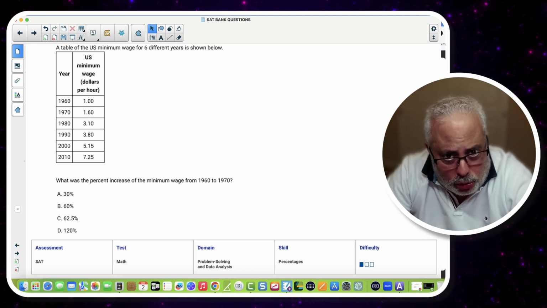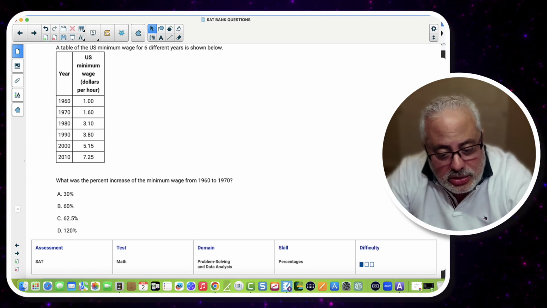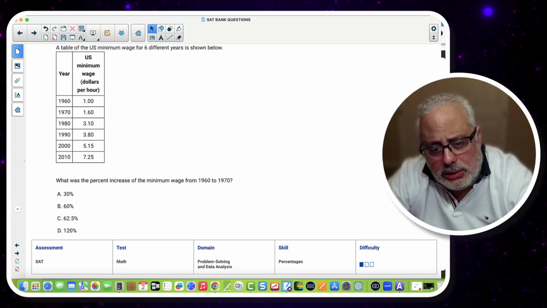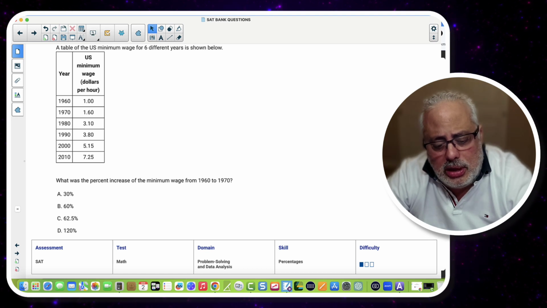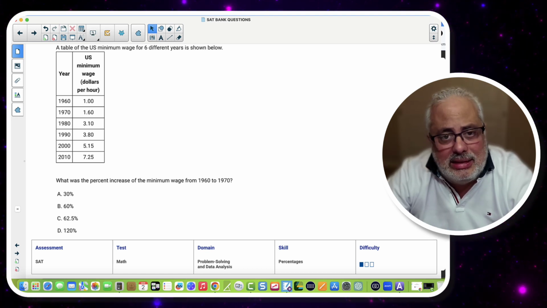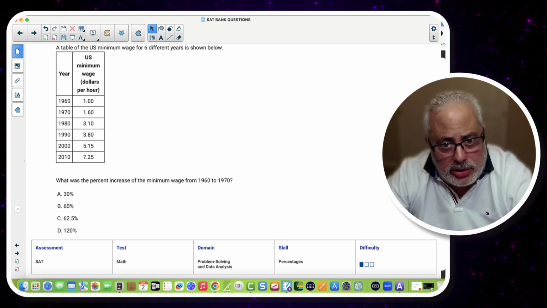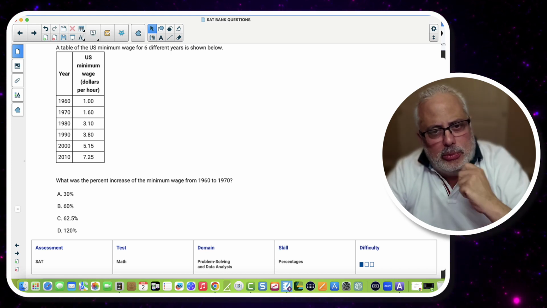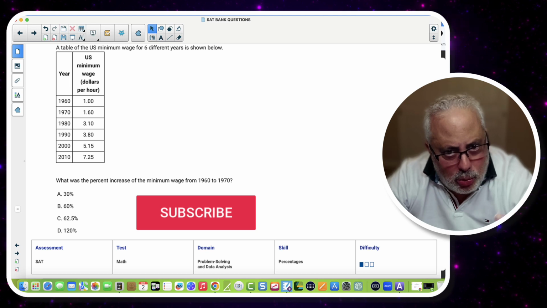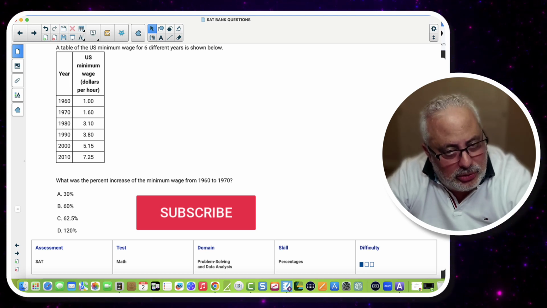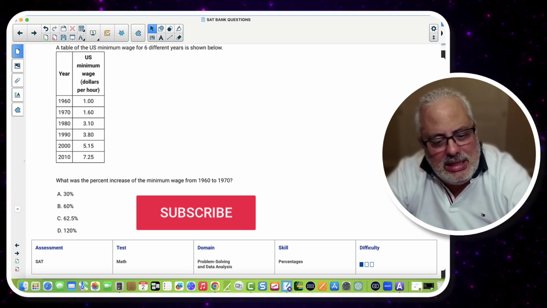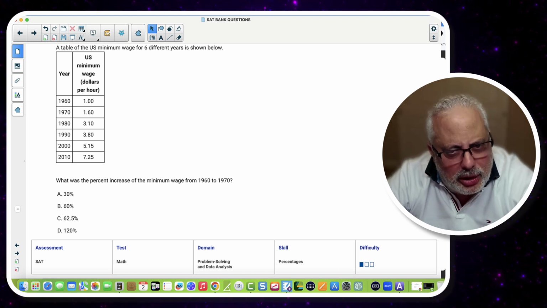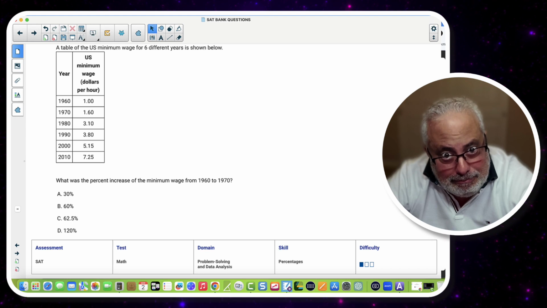So this is a homework. What is the percent increase between 1960 and 1970? 1960 was $1. In 1970 it was $1.60. I know it increased by 60 cents. But we are working with very nice numbers, 160, 3. So it's easy to get the answer. What is the answer? What do you think? Homework.